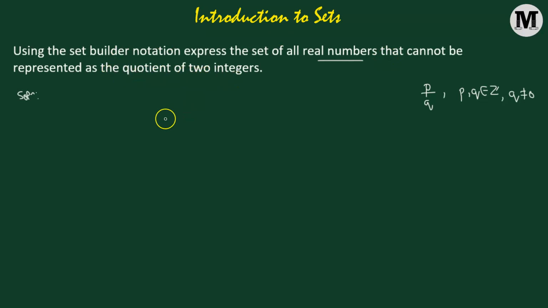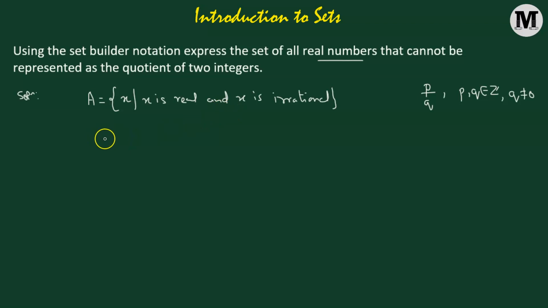of two integers. That means let's consider it to be the set A containing the elements x such that x is real. x is real means x is a real number and x is irrational, because if it cannot be expressed as a quotient of two integers, then it must be an irrational number. That means we have the set A containing the elements x such that x is real and irrational.